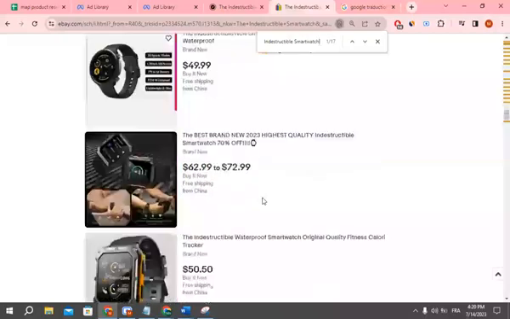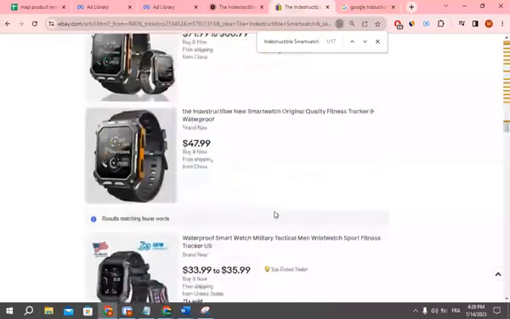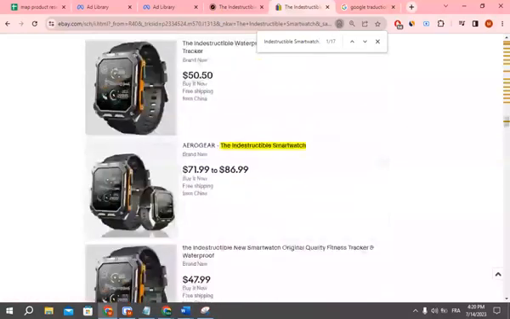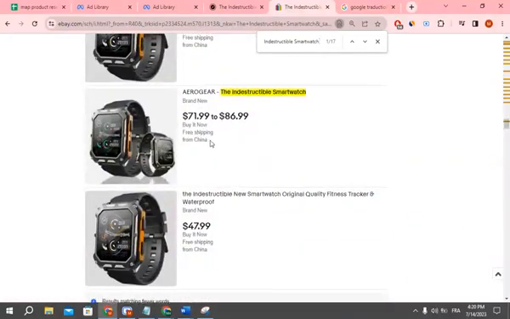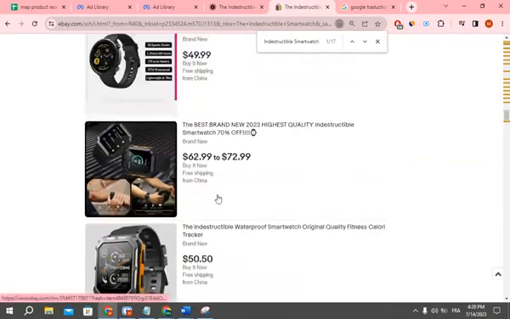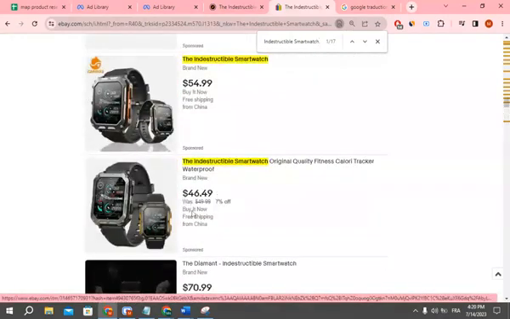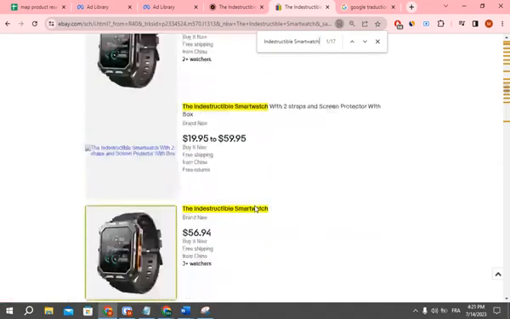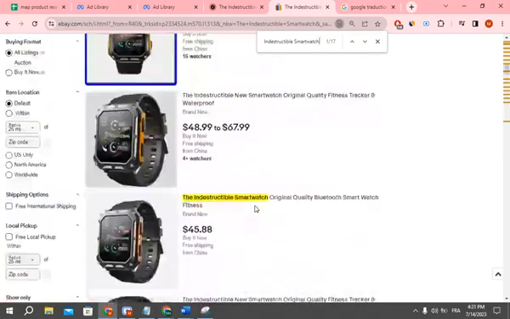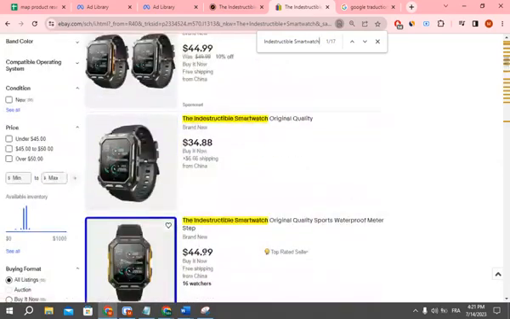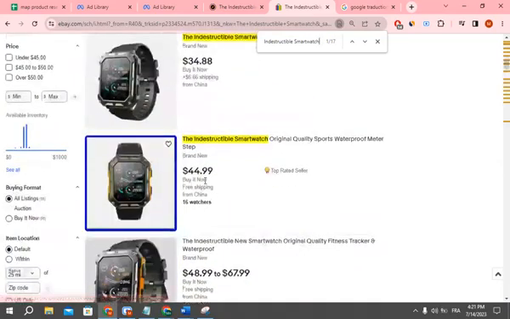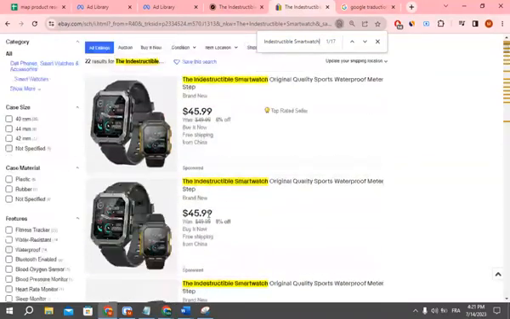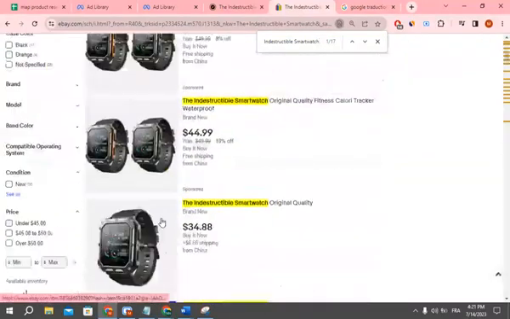Where is the cheapest one here using the same title? The same title, I don't care. It has to be the same title. For example, here, guys, this is the same title. 46, 45, 44. I think this is the lowest. Okay, we have another one here. I think this is the cheapest one.